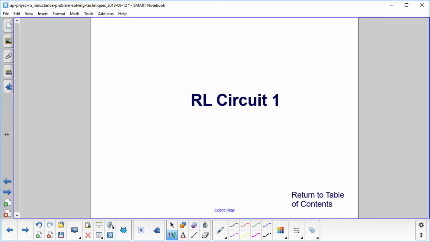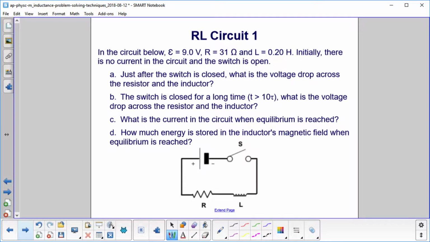RL Circuit 1. In the circuit below, the EMF is 9 volts, the resistance is 31 ohms, and the inductance is 0.20 Henry. Initially, there is no current in the circuit and the switch is open. Just after the switch is closed, right here, what is the voltage drop across the resistor and the inductor?